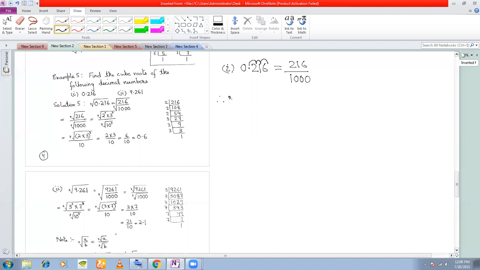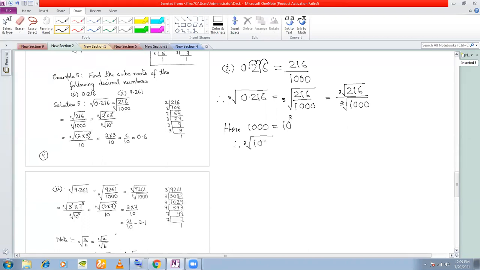Therefore, cube root of 0.216 is the same as finding the cube root of 216 divided by 1000, which is the same as cube root of 216 divided by cube root of 1000. Right? Now 1000, you know, is 10 cube. So here you don't need to prime factorize also. 1000, you know, this is 10 cube. Right? So therefore, cube root of 1000 is cube root of 10 cube, which is equal to 10.